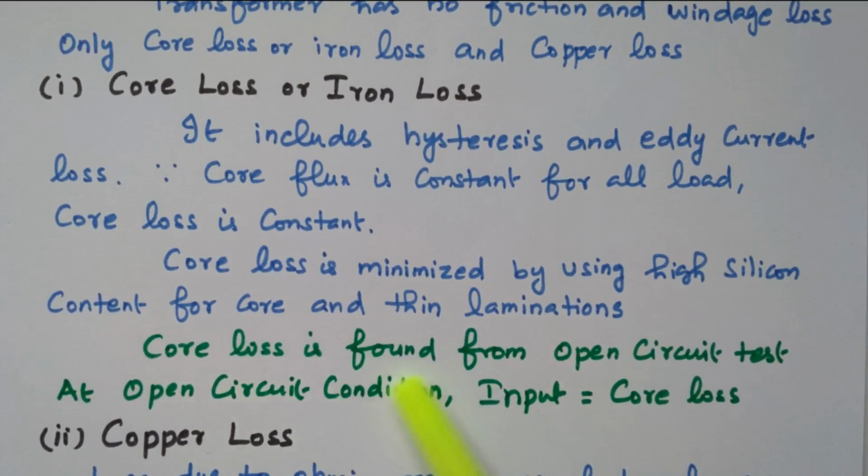So the core loss is found from the open circuit test. At open circuit condition, input equals core loss. At open circuit condition, there is no current flowing in the secondary. So due to that, only a very small amount of current is flowing in the primary winding. Right. So that is almost equal to the iron loss, because only a negligible magnetizing current is flowing in the primary, because the secondary is not loaded, it is open circuited. So the current flowing in the primary winding, we assume that it is for core loss. There is no copper loss.